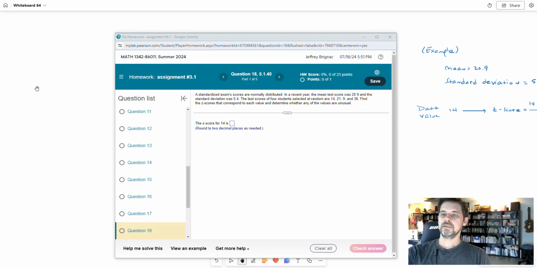Greetings, everybody. Let's look at this question where we are asked to find the z-score for various data values. Leading up to that, we're given that there's a selection of exam scores. They're normally distributed, with a mean of 20.9 and a standard deviation of 5.4. And from there, we calculate some z-scores.